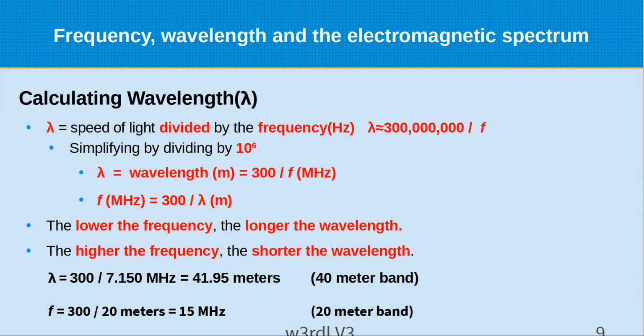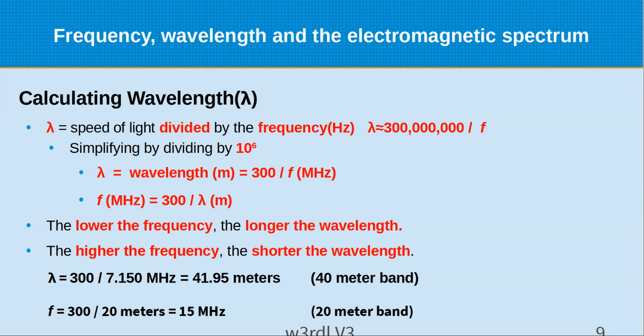Okay, so calculating wavelength. We know the speed of light. And wavelength is how far the wave travels. We know how fast it's going. So if we know the frequency, which is how many times per second it changes, then we simply divide the speed of light by the frequency and get the wavelength. It's kind of like the Ohm's law formula. You can get frequency or you can get wavelength if you know the other one, because you already know the speed of light. So if I want the frequency, I divide 300 by the wavelength.